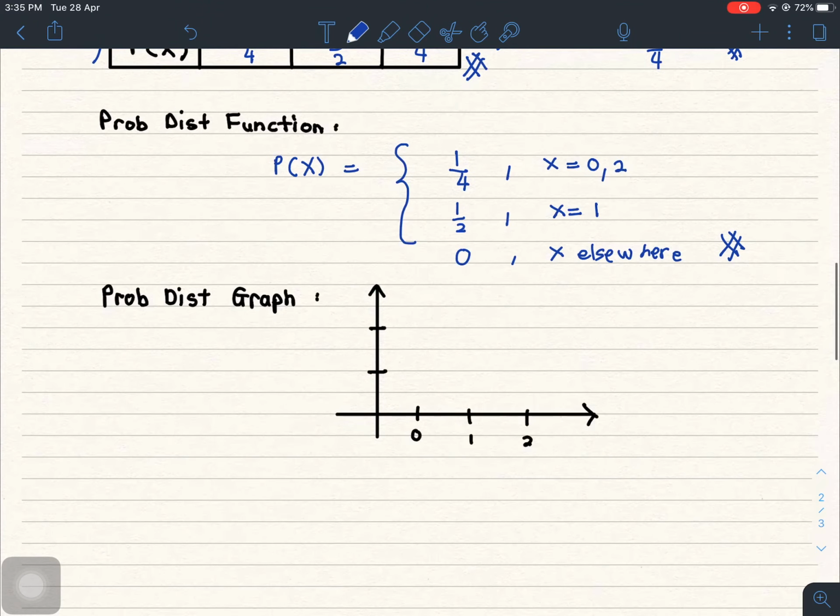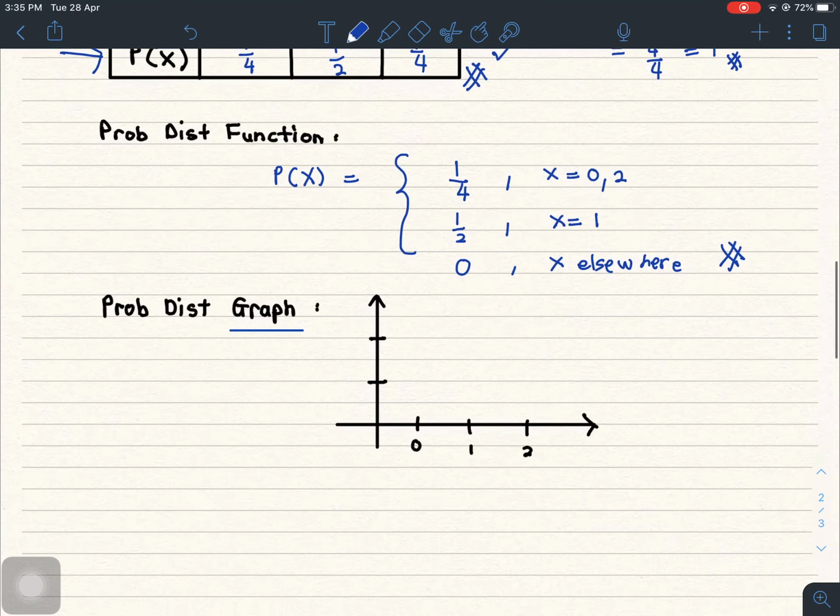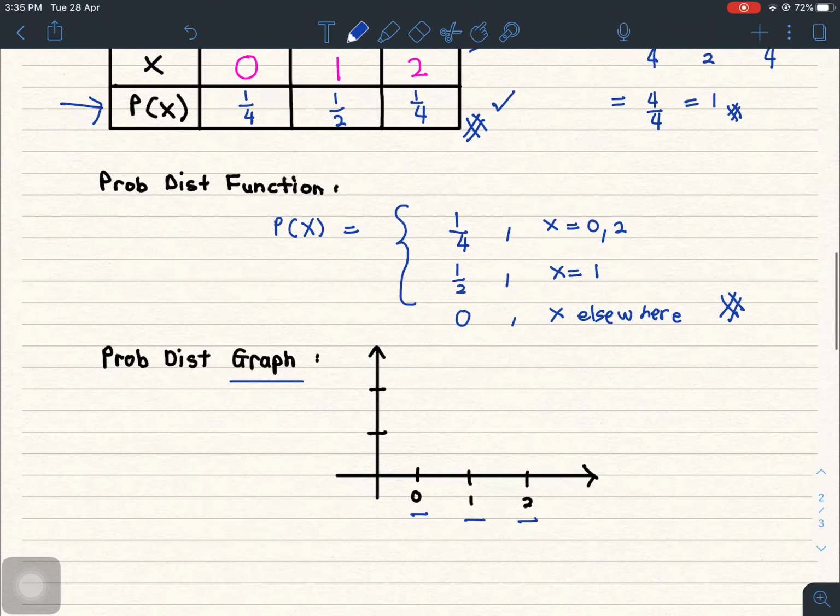Now, to construct the probability distribution graph is very simple. Just take from your probability and your X. So you have X as 0, 1 and 2. Okay. And then what is your probability? You have 1/4, so write 1/4. The probability of the other one will be 1/2. Oh, by the way, this is X, this is P(X).